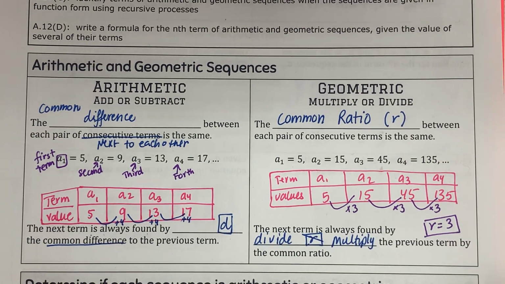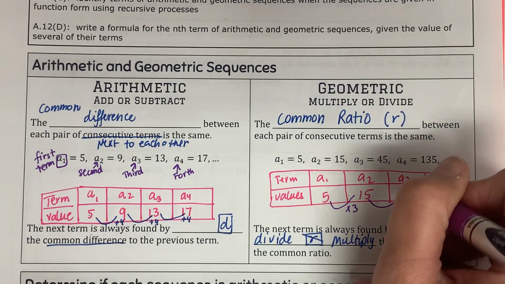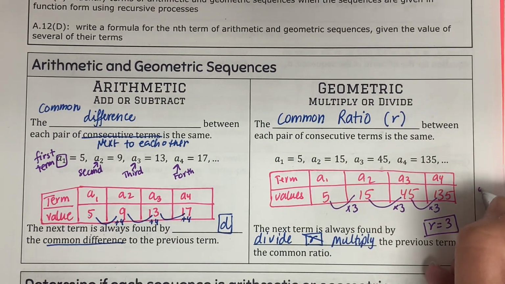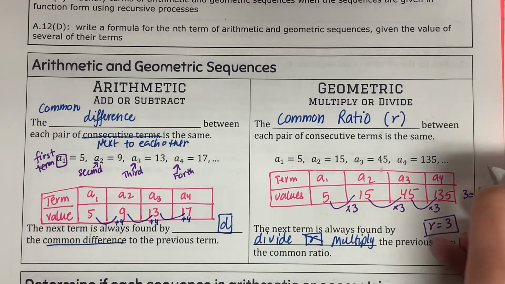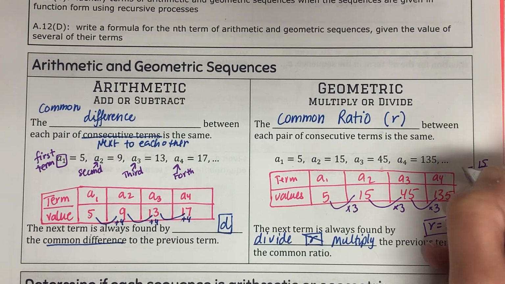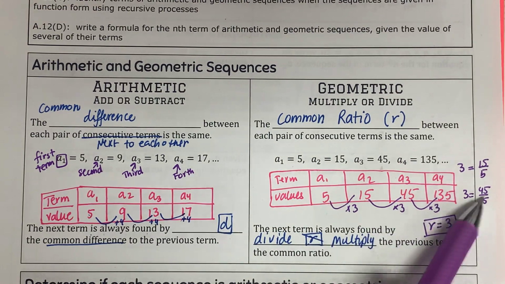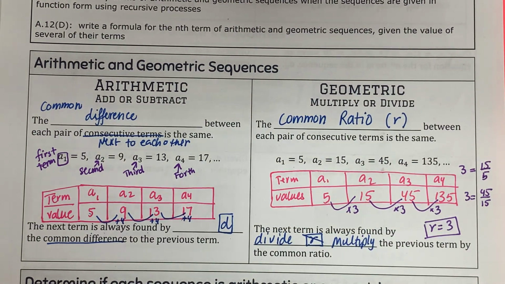Another way to determine the common ratio is you just divide the next term by the previous. So the other way you can do it is 45 divided by 15, which is 3. Or you can say 15 divided by 5. You can go backward, and it's also 3. So it's a consistent ratio, multiplied by 3.